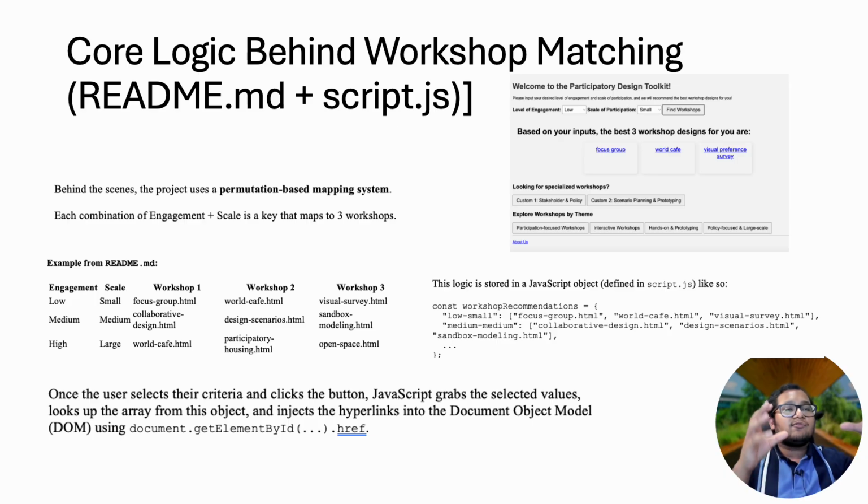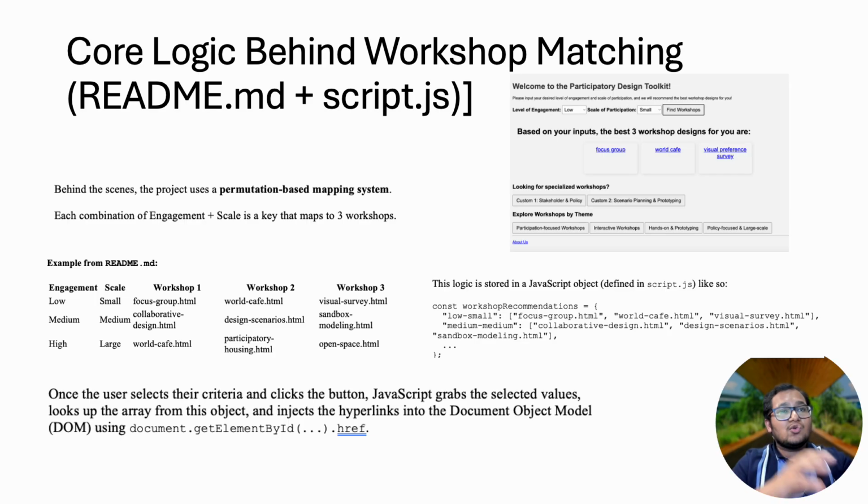So this is an example from the README section. You can see that the low and small engagement and scale combine to form one key, which is then mapped onto the focus group workshop, World Cafe workshop, and visual survey workshop. You can see how that's repeated for different combinations of engagement and scale.